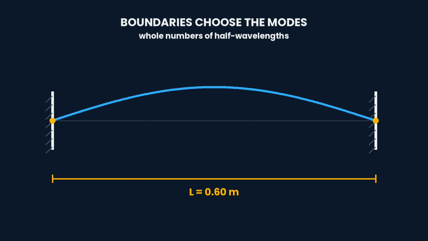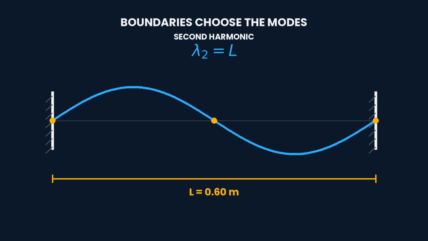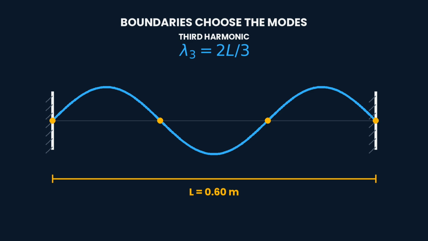A string fixed at both ends must have a node at each end. Only patterns with whole numbers of half wavelengths between those two ends satisfy that boundary condition. One loop is the first harmonic, with λ1 = 2L. Two loops gives λ2 = 2L, and three gives λ3 = 2L/3. In general, n loops gives λn = 2L/n.